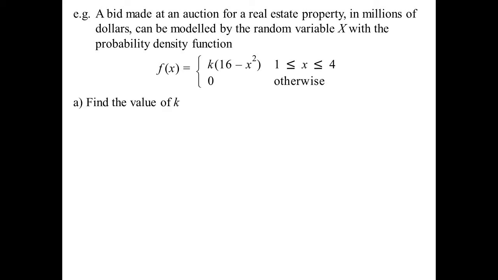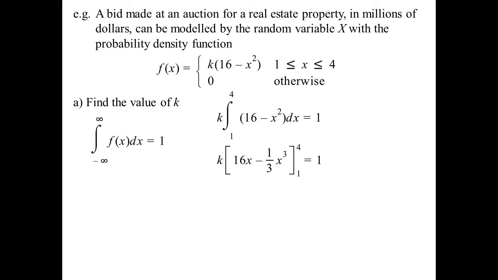Find the value of k. So what do we know? Well, we know all the probabilities from minus infinity to infinity. When we integrate, we must get 1. So therefore, the integral from 1 to 4, because everywhere else we know there's going to be a probability of 0. So we only have to integrate from 1 to 4 for this question. And this should equal 1. So now we just solve the integration problem.